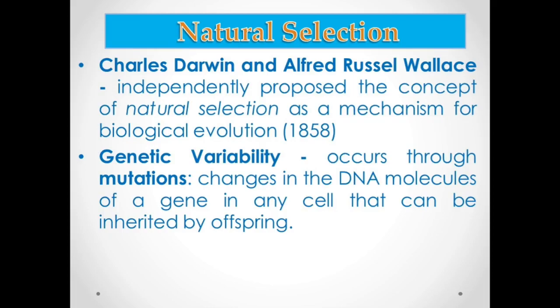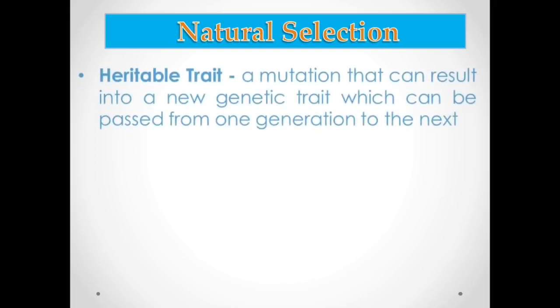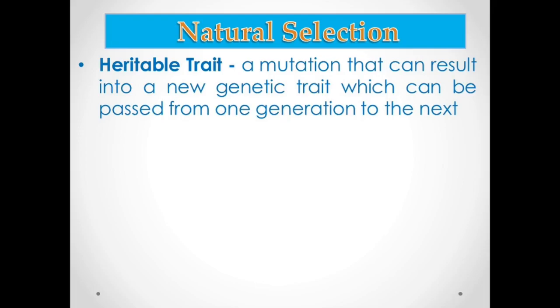Mutations can occur in any cell, but only those that take place in the genes of the reproductive cells are passed on to offspring. Sometimes a mutation can result in a new genetic trait, what we call a heritable trait. A heritable trait is a new genetic trait that results from a mutation, which can be passed from one generation to the next. In this way, populations develop genetic differences among their individuals, and some mutations are harmful to offspring and some are beneficial.